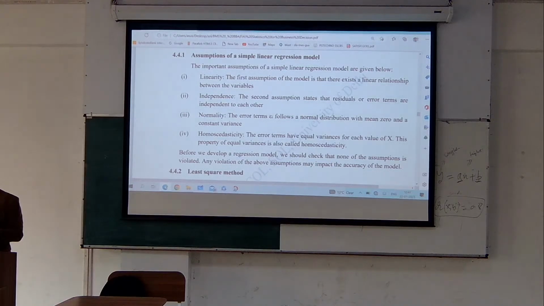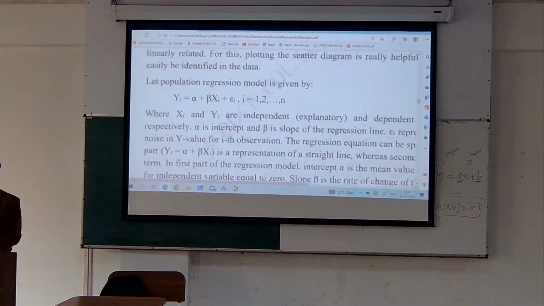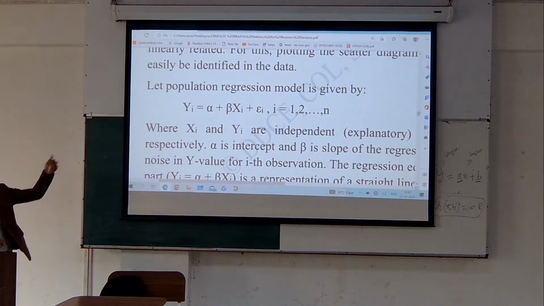Okay, all the error terms in your model, they are independent of each other. So what is error? If you see this model, this e_i, what is this? This is called error.